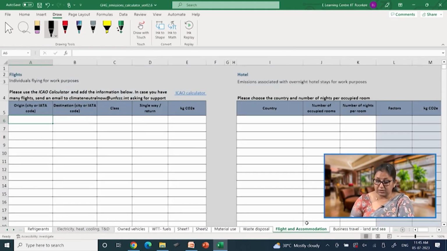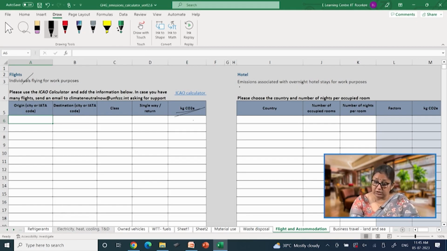Then we are talking about again the scope 3. So, this is flight and accommodation for individuals who are flying for business purposes, academics, work purposes, depending upon the business goals and activities required for different businesses. We just have to input the destinations and the origins, and we will know the total distance that has been travelled, both ways, single ways, and accordingly it will give us the equivalent carbon dioxide that is released for flights, air travel.